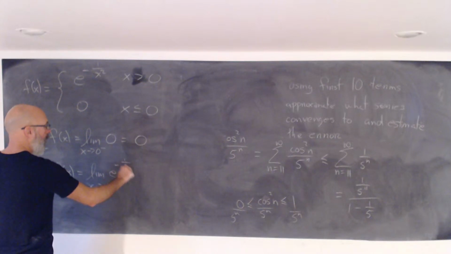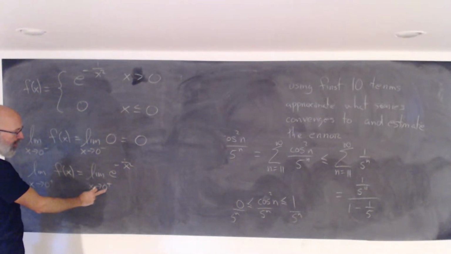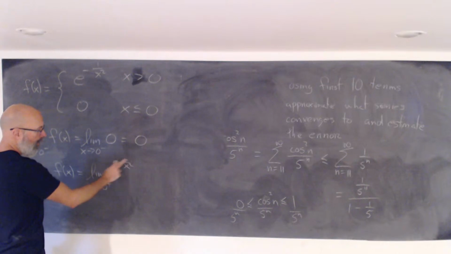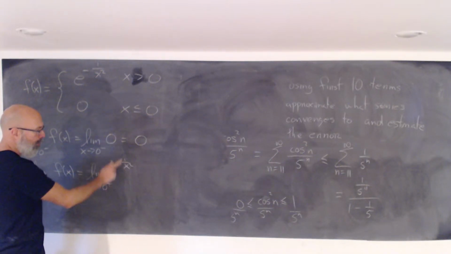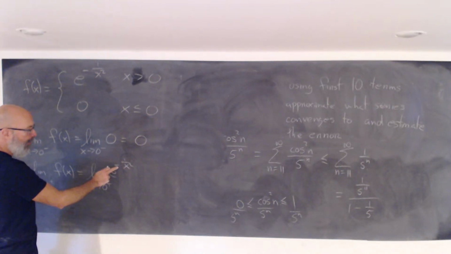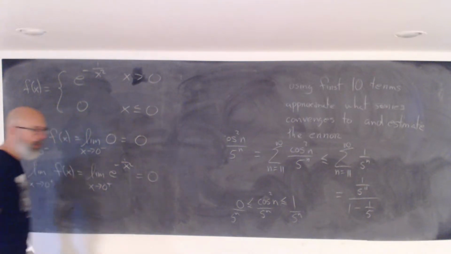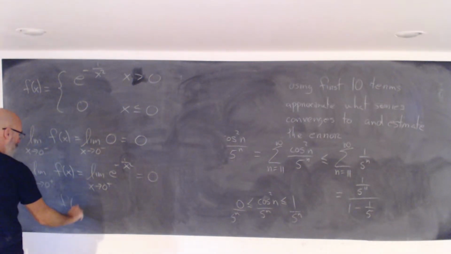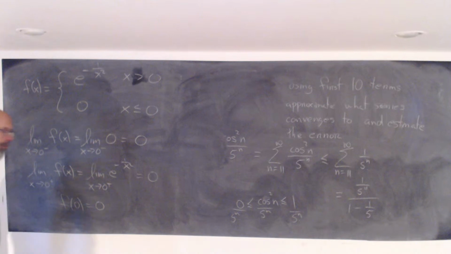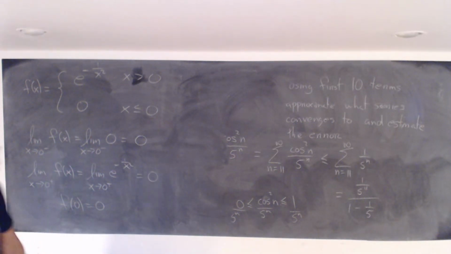And that is e to the minus 1 over x squared. As x goes to 0, this goes to 1 over 0, which is some sort of infinity. In fact, since it's squared here, it's positive infinity. With that negative it makes it negative infinity, and e to the negative infinity is 0. All right. And of course, f of 0 is 0. So the function is continuous at 0.